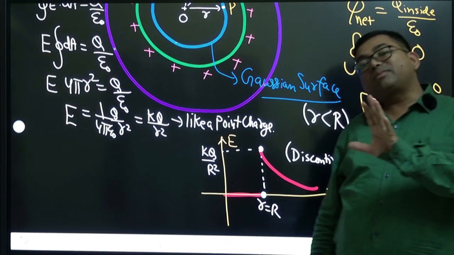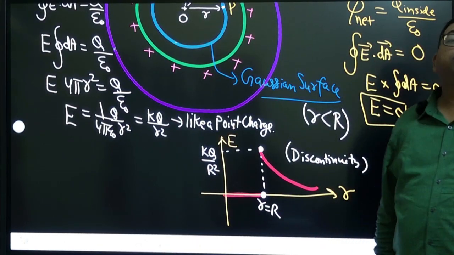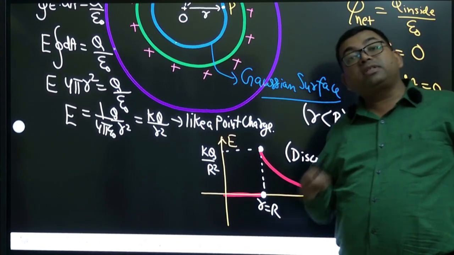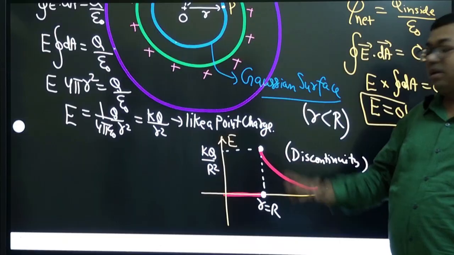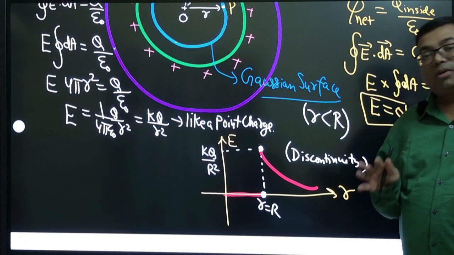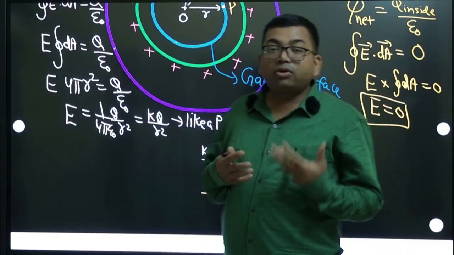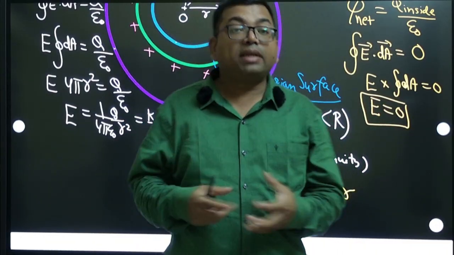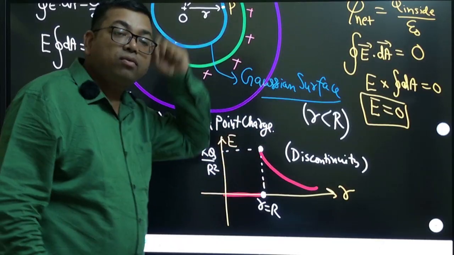But if they just ask just before the surface, it is 0. Just after the surface, it is kq by r square. This formula we should remember. Now what about the potential? We want to calculate the potential also. How will the potential graph look?